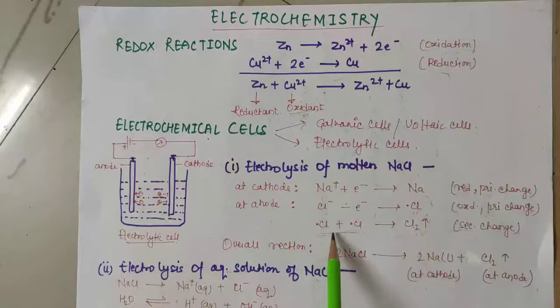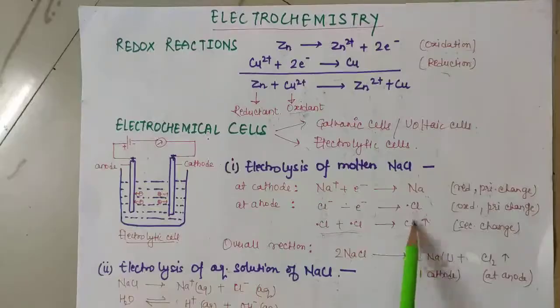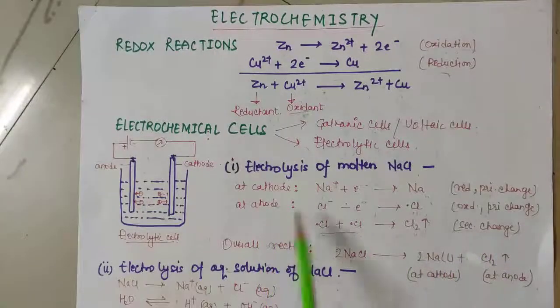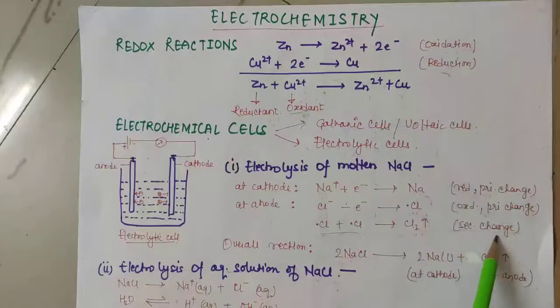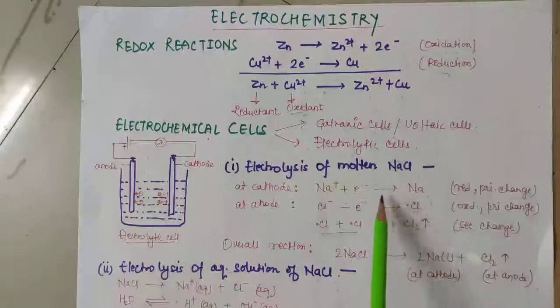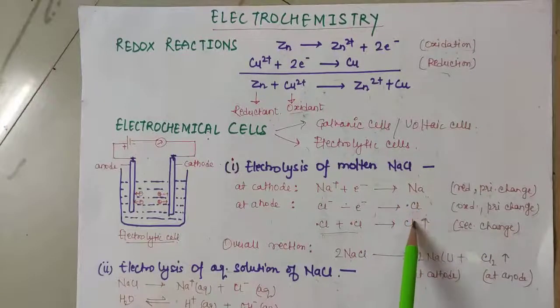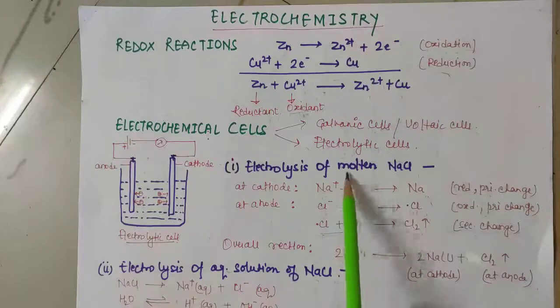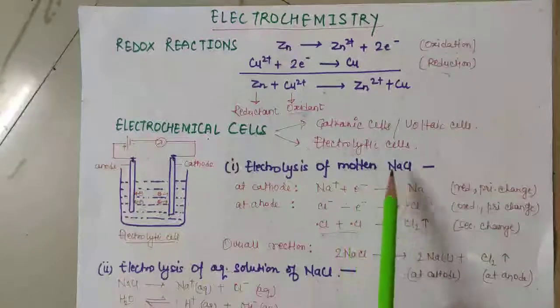Two chlorine atoms will combine together to form chlorine gas that will be discharged at the anode, and this is known as secondary change. Now the products of the electrolysis are the oxidized and reduced forms of the cation and anion present in the electrolyte when we are taking molten NaCl.